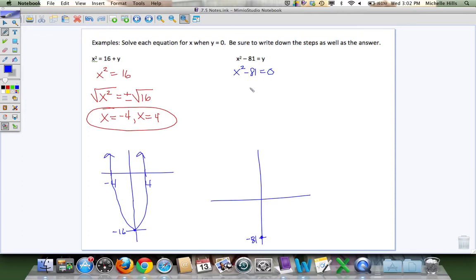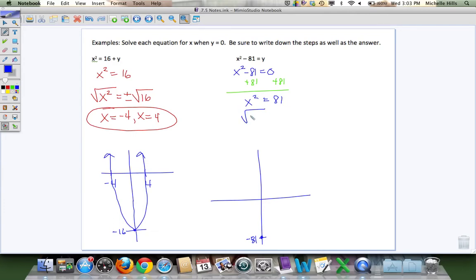Do not square root the left side of the equation yet. The only thing that's being squared on that side is the x. I need to isolate that first. So what I'm going to do is add 81 to both sides of the equation to get rid of this minus 81 on the left, and I end up with then x squared equals 81. So the thing that's being squared is by itself on the left side of the equation.